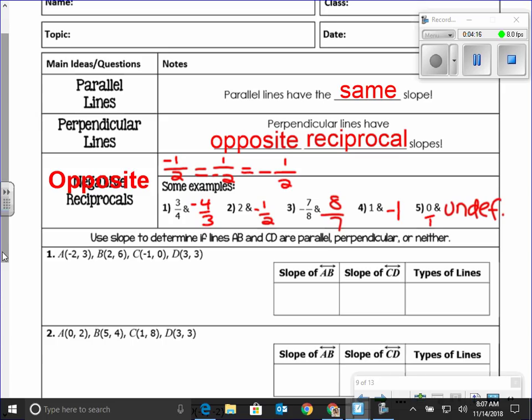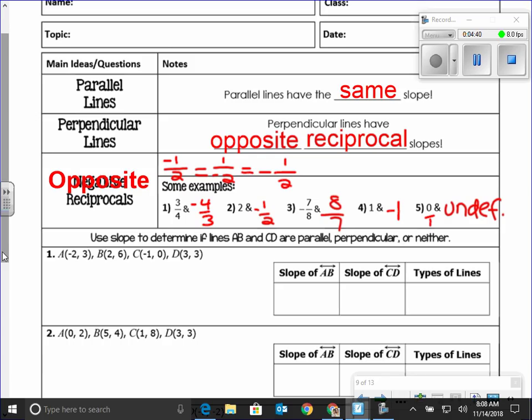So let's go back. What type of line has a 0 slope? Meaning it has 0 rise, but it runs. It's a horizontal line, right? And what type of line is undefined? It's a vertical line. So keep that in mind. We're okay with that?